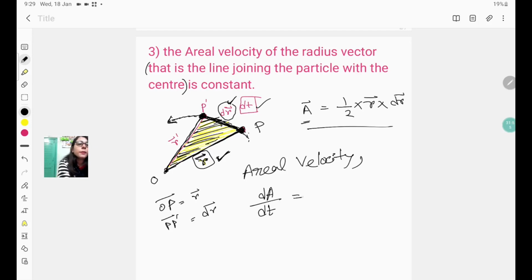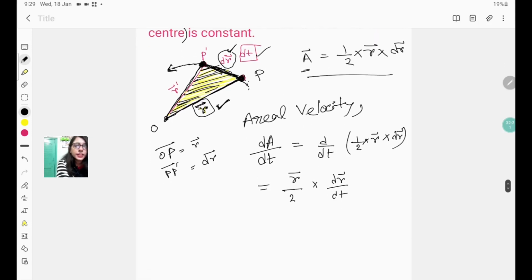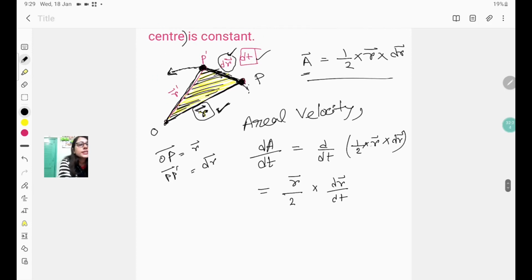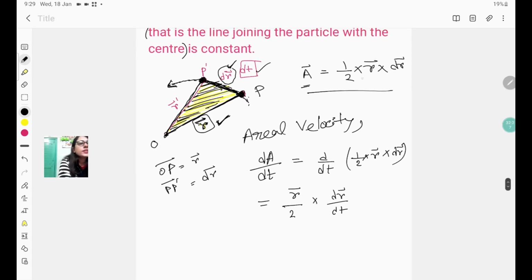Now we need to prove the amount of areal velocity is constant. That is, d/dt of half r cross dr should be a constant. Now how can we prove it? We can write it as r vector by 2 into dr by dt. Here this cross does not mean it is a cross product. This one is just a multiplication, r into dr by dt. So r by 2 into dr by dt.